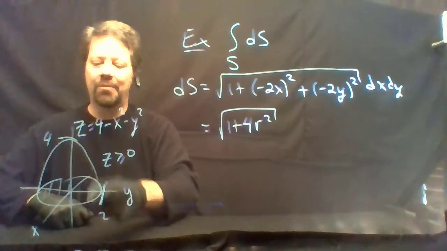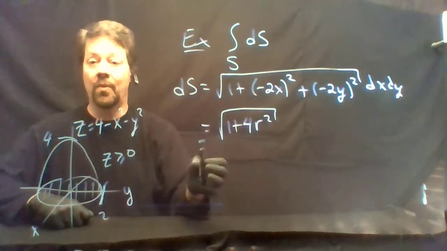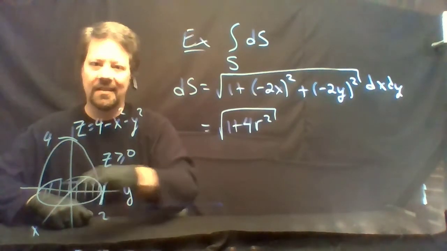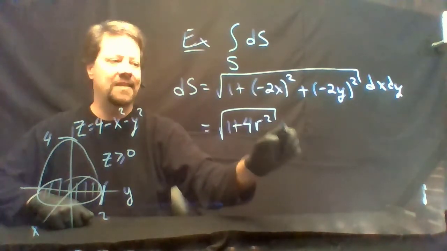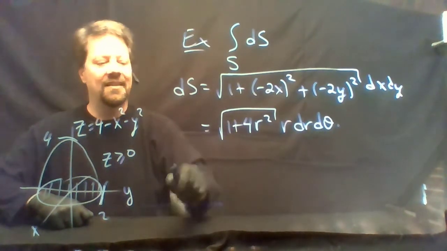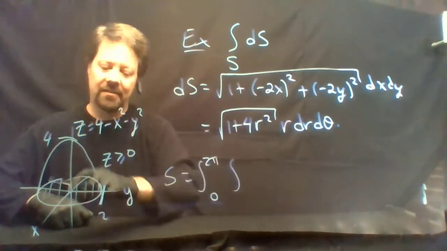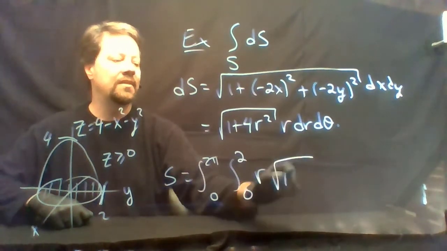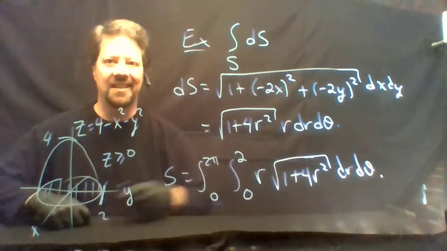Projecting down into the domain of parameters, which will be the x's and y's below the surface, or r's and theta if we so choose, it looks like we should choose polar coordinates in the xy plane for the domain of parameters, in which case we replace dx dy by r dr d theta. The surface area is then the integral as theta goes from 0 to 2 pi all the way around, and then as r goes from 0 to 2, of r square root 1 plus 4r squared dr d theta.